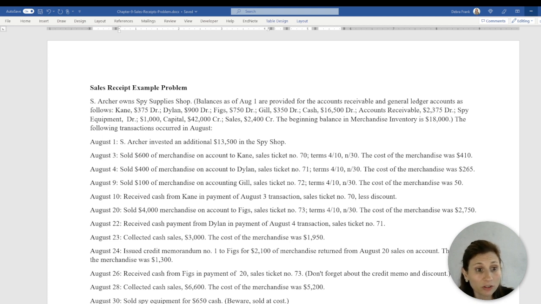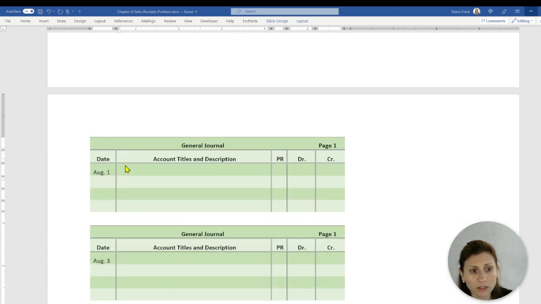So August 1st, let's start with that one first. S. Archer invested an additional $13,500 in the spy shop. So let's go ahead and do that one. We've done that one since the beginning of the class. And so we know that we have cash that came in from S. Archer, $13,500. So we'll increase cash, an asset, with a debit. And then we have Archer's capital account, and that goes up as well. Not too bad.